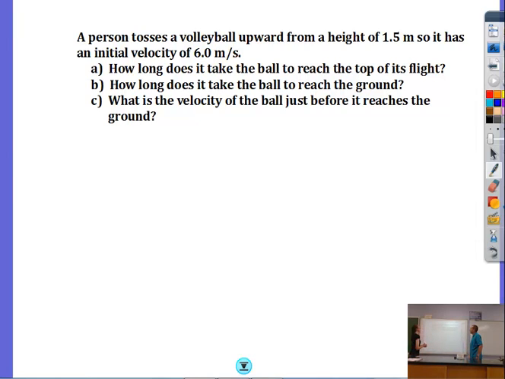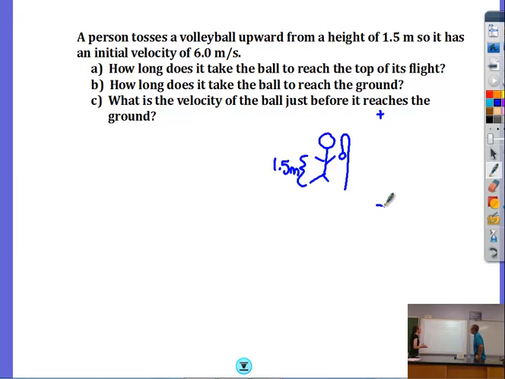Okay. Next problem says a person tosses a volleyball upward from a height of 1.5 meters, so it has an initial velocity of 6 meters per second. Let's go ahead and draw a picture. Here you are. And a height of 1.5 meters. And I'm going to call this positive and down here negative. So up is positive for this problem.